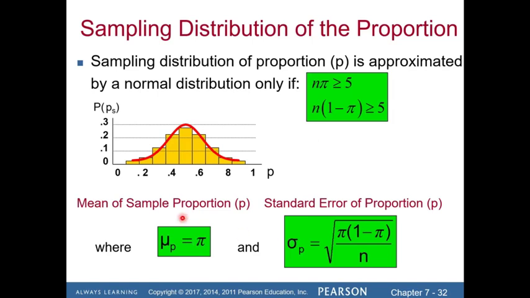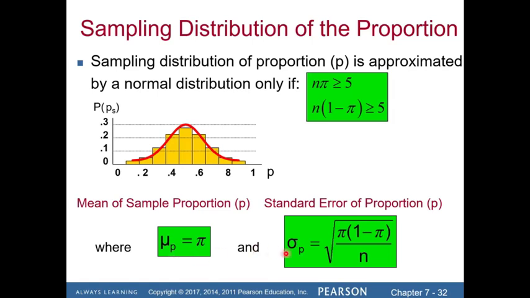The first formula is for the mean of sample proportion. The notation is mu p. Mu represents mean, p represents sample proportion. So mu p represents the mean of sample proportion, and that is always equal to pi, which is the population proportion.